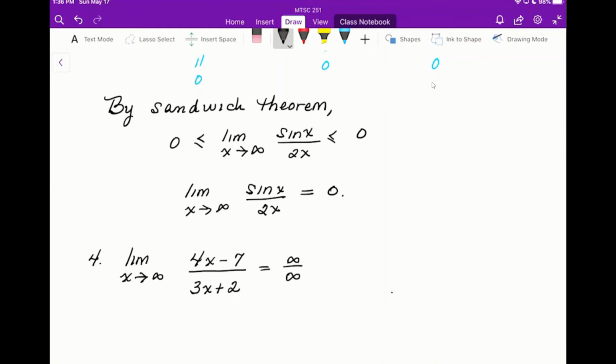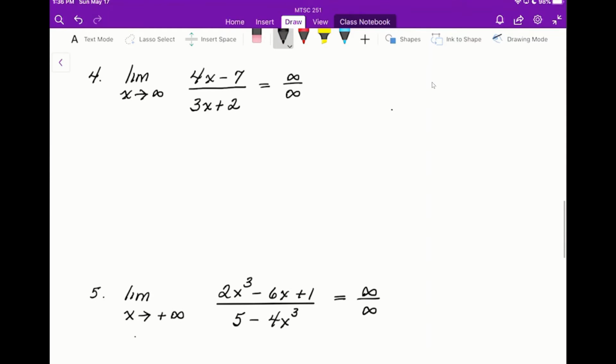Okay. Let's look at the limit as x approaches infinity of 4x minus 7 over 3x plus 2. Now, as you can see, the numerator goes to infinity and the denominator goes to infinity. And this is one of our indeterminate forms that we were talking about at the beginning. So that means we need to work a little bit harder. So what we're going to do is divide the numerator and the denominator by the highest power of x. And for us, this is x to the first power.